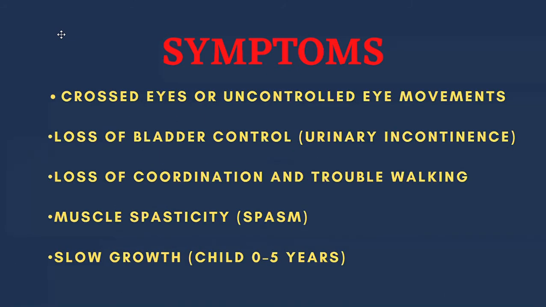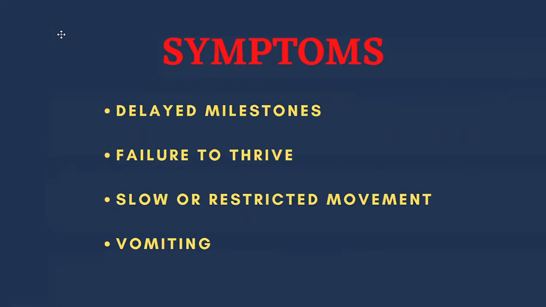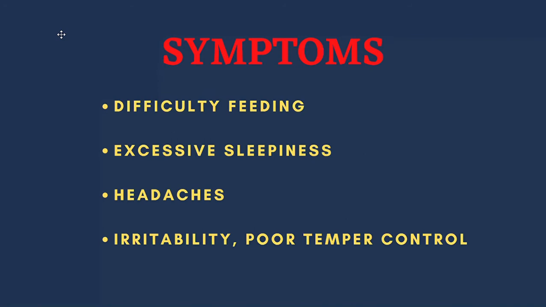Symptoms: delayed milestones, failure to thrive, slow or restricted movement, crossed eyes or uncontrolled eye movement, vomiting. Difficulty feeding, excessive sleepiness, headaches, irritability, poor temper control.